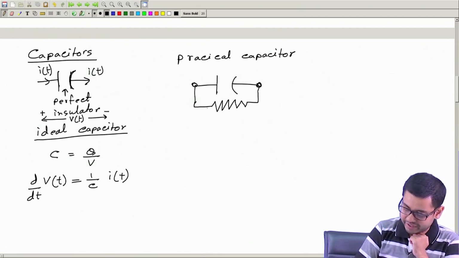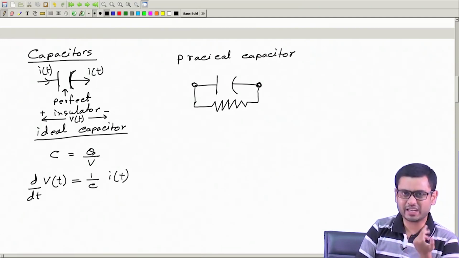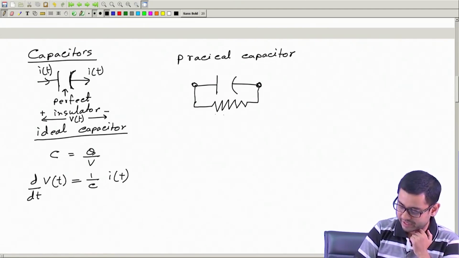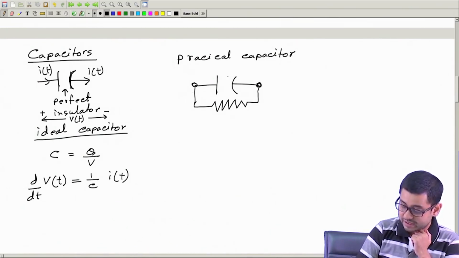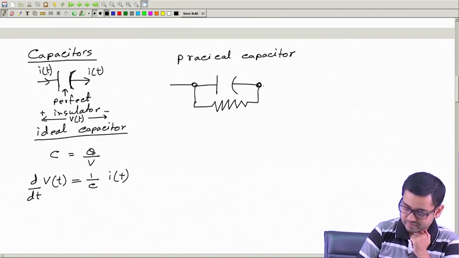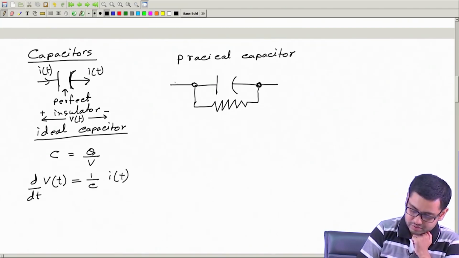So, this is a conductor. Resistance and conductance are equivalent, 1 over resistance is conductance. So, we are giving some non-zero conductance, so non-infinite resistance, such that some current can flow from here to here. So, this is the model of a practical capacitor, which is a parallel combination of an ideal capacitor with a resistor.